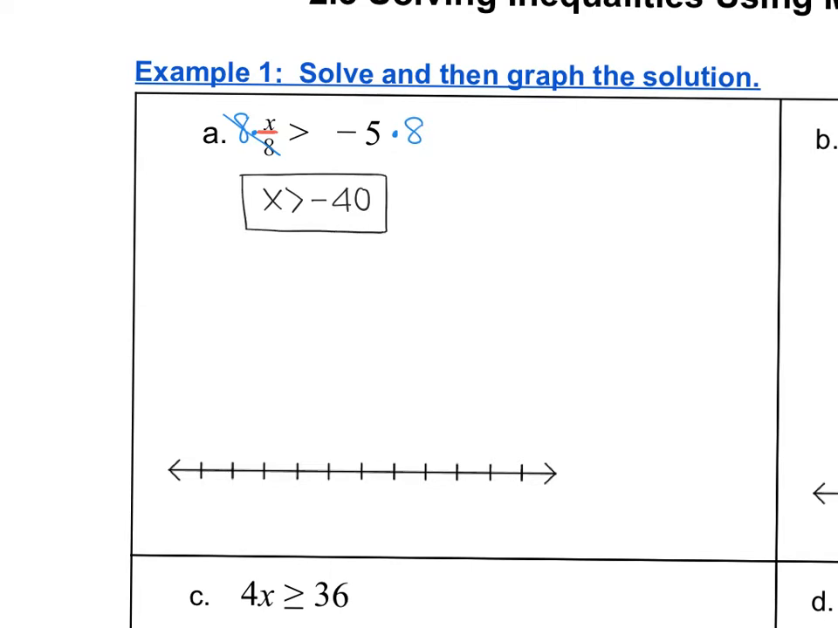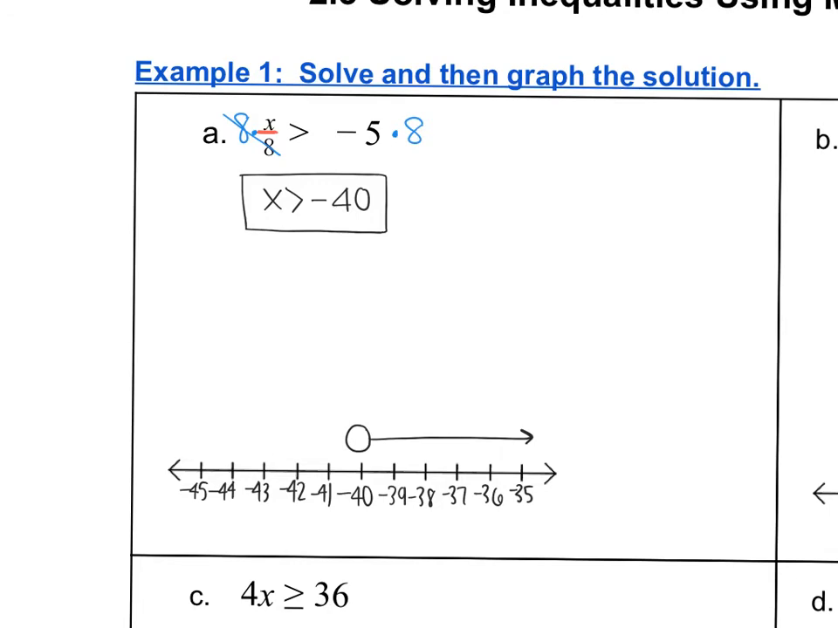Now I have to graph this. Just like we've been doing in the other lessons, I'll put negative 40 in the middle, and then I'll count up. Up would be negative 39. I'll count up from negative 40. And I'll count down from negative 40. And then I'll go ahead and put my dot, because it's greater than and not greater than or equal to, it should be an open circle. And since we're talking about greater than, the arrow should go to the right.